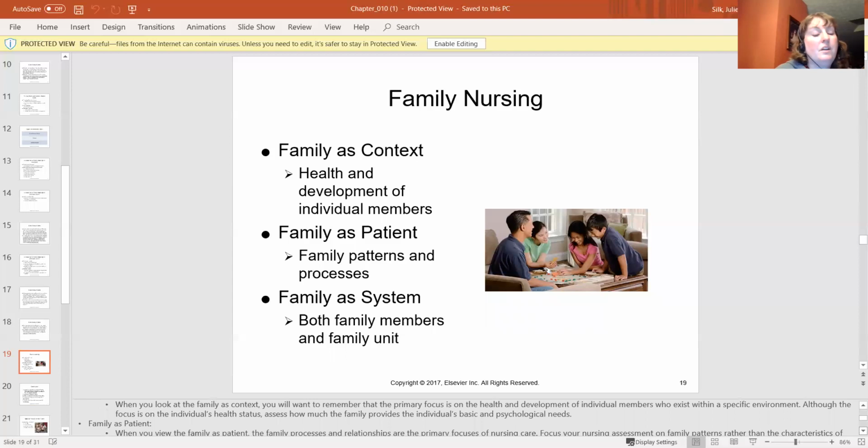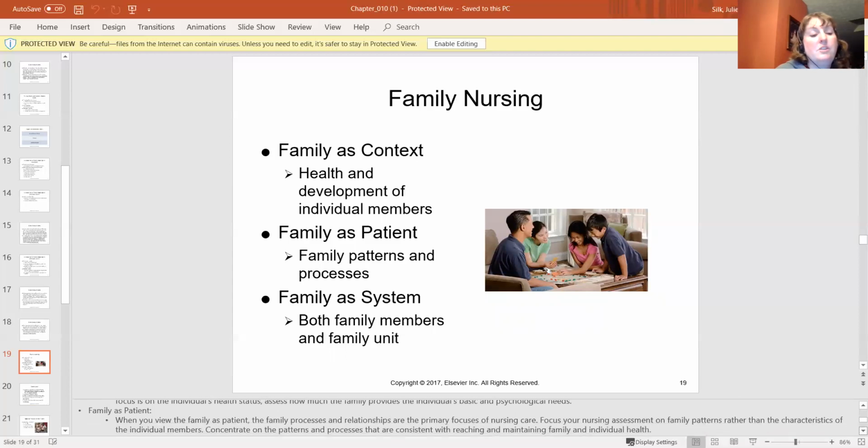If you're looking at family as patient, the family processes and relationships are the primary focuses of nursing care. Focus your nursing assessment on family patterns rather than characteristics of individual members. Concentrate on the patterns and processes that are consistent with reaching and maintaining family and individual health.